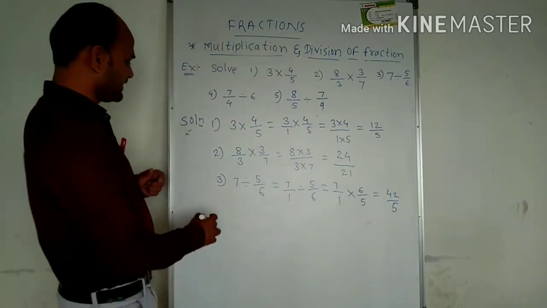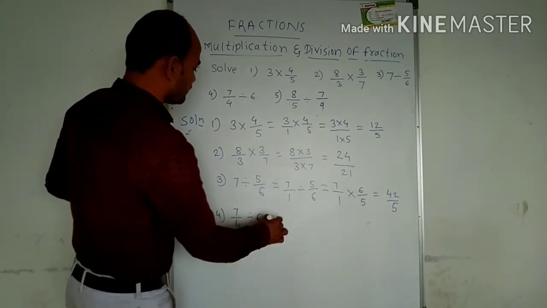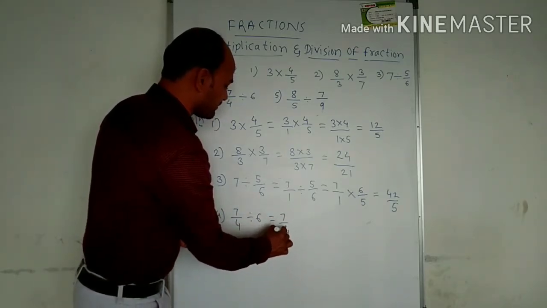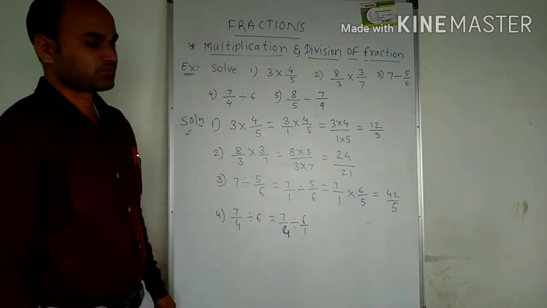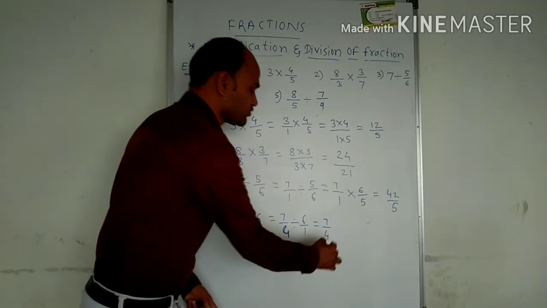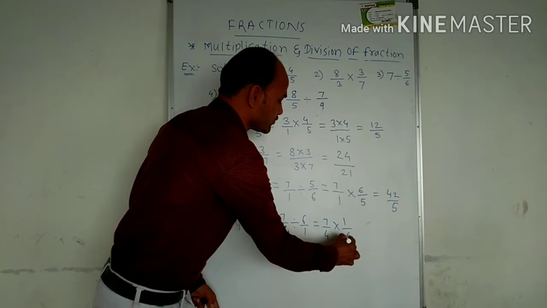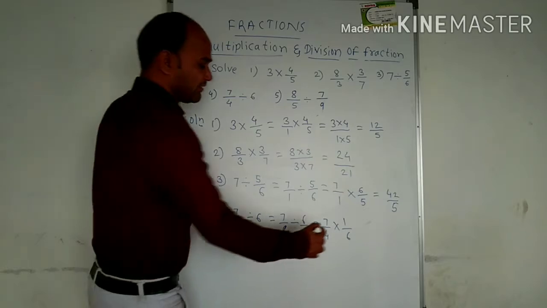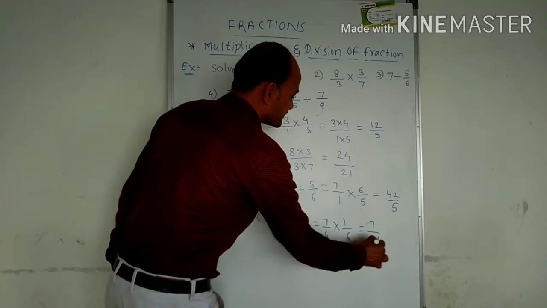The next one, the fourth question, is 7 upon 4 divided by 6. We write 7 upon 4 as usual, then divided by 6, which means the denominator is 1. Next, 7 upon 4 as usual, the division changes to the multiplication sign, and the denominator comes to the numerator and the numerator goes to the denominator. Now we multiply the numerators and denominators. We get 7 1s are 7 and 4 6s are 24 is the answer.